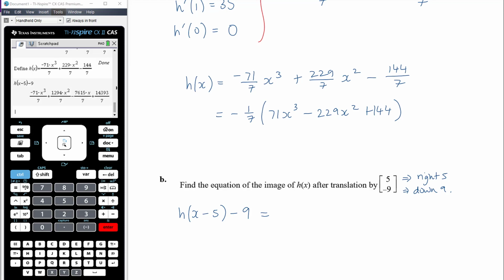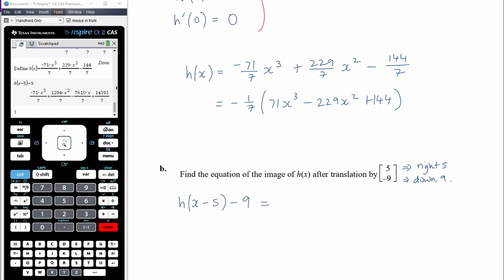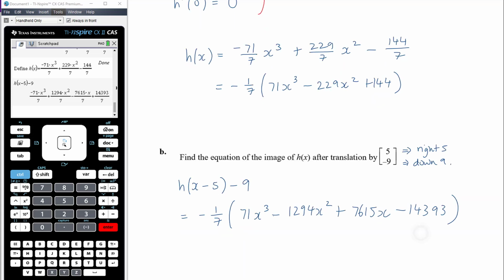My CAS will do all the grunt work for me, and it is, again, let's factor out that negative 1/7 or positive 1/7, that's up to you, just so I don't have to write out so many fractions. So this will be 71x cubed minus 1294x squared plus 7615x minus 14393. So it's ugly, but it's very easy to get to that answer by utilising your CAS effectively and efficiently.